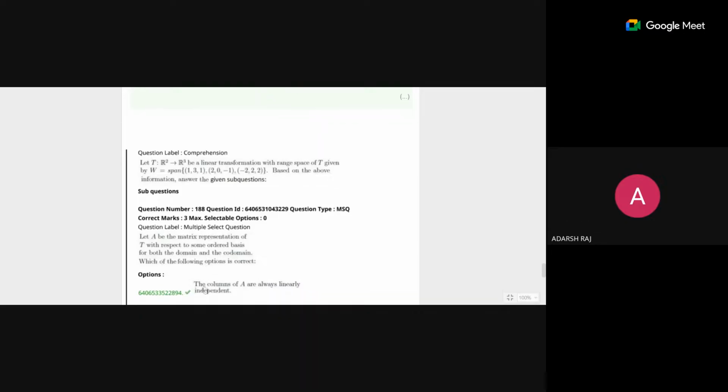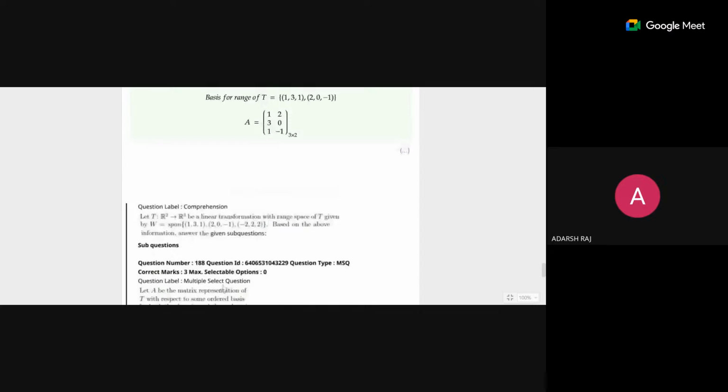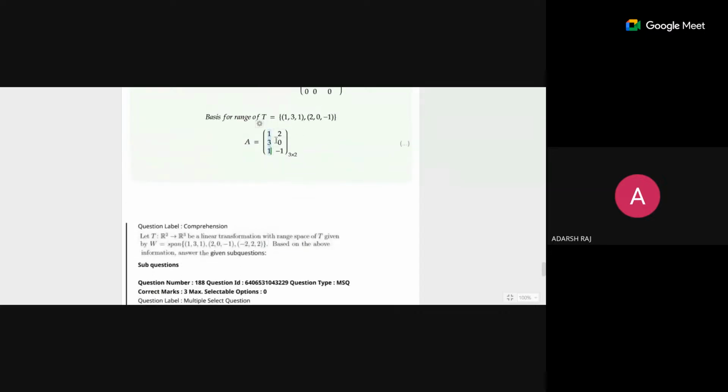So, let A be the matrix representation of T with respect to some ordered basis for both domain and codomain. Which of the following is correct? The columns of A are linearly independent. True.